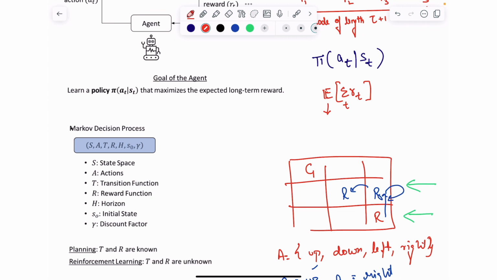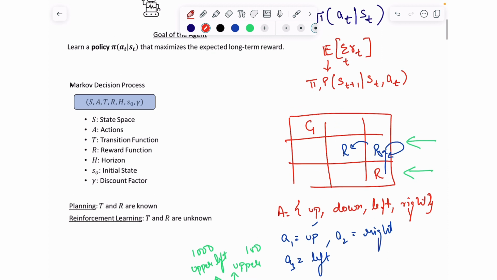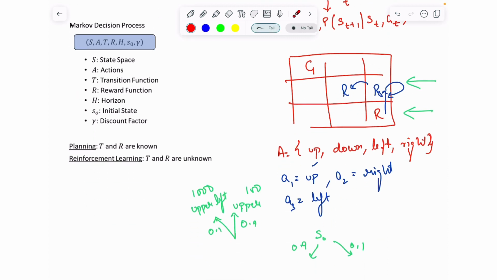this particular expectation. So this expectation is over two probability distributions. One is pi, that means the action that you are going to take, and how it is going to affect the next state also, as well as the probability of next state given current state and the action you took in the current state. Okay. For example, why is it dependent on the policy pi, which is again a distribution over the actions that you are going to take given a particular state?